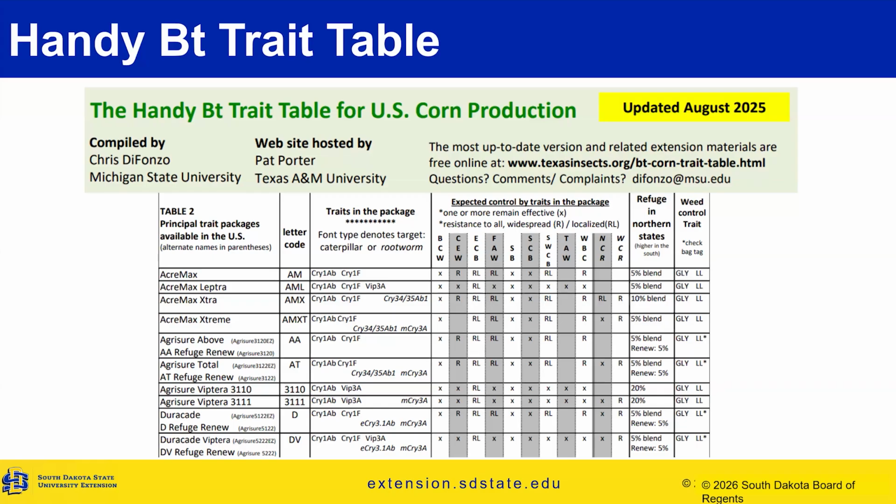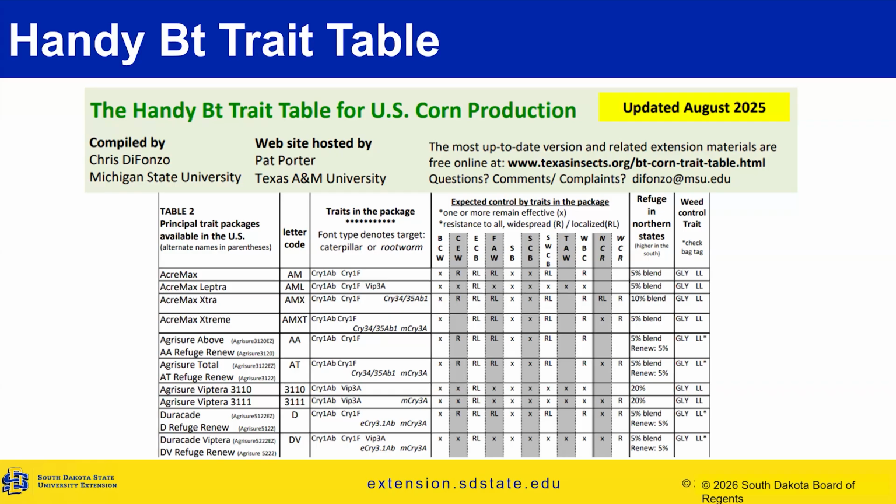And one of the best things, unfortunately, we're probably a month or so late on this, is this handy Bt trait table. And I recommend, if you already have your seed purchased, that's fine. But for the upcoming years, I recommend using this resource to help you select the traits that are going to give you your best management of insect pests in corn. And so this is compiled by two researchers. One of them is at Texas A&M University, Pat Porter, and the other is Chris DiFonzo at Michigan State University. And so Chris does most of the work on this in terms of putting the table together, but it's a lot of work, but it's a great resource.